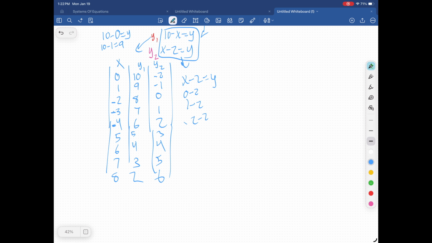And we're going to look through the numbers. That doesn't match. Not that. Not that. Not that. Not that. But if you look right here, the x value is the same, and each y value is the same. So that is where our points intersect, or where our lines intersect.